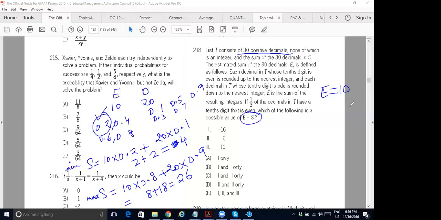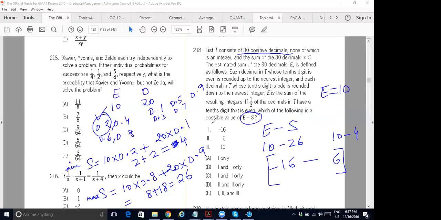Now we can find the difference. E minus S will be 10 minus 26 or 10 minus 4. This will give negative 16 and this will give 6. So this is the minimum possible value of E minus S and this will be the maximum possible value.